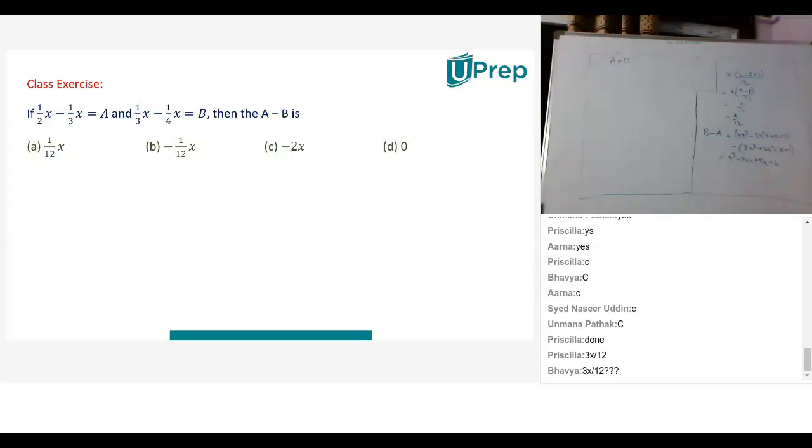Okay, 3x by 12 can be written as what? X by 4, right? 3 ones are 3, 4s are 12. So it is x by 4. Whenever rational numbers are given, you try to put the answer in the simplest form. So 3x by 12 is partially correct, but the final answer will be x by 4. Okay?